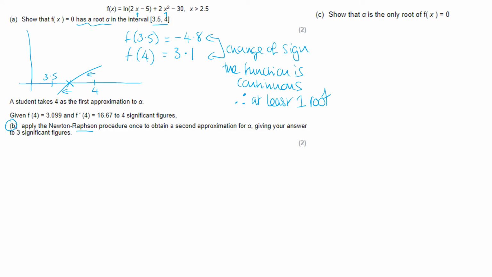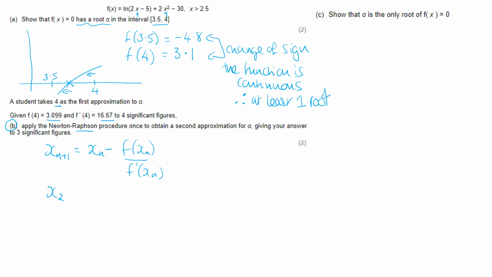Now in part B, we're being asked to apply the Newton-Raphson procedure. So you get that in the formula book, that the next one along when we're looking for a root is the previous one minus f of that over f dash. Now we're not being asked to differentiate because it actually gives us what these values are. A student takes 4 as its first approximation, so that's going to be our xn.